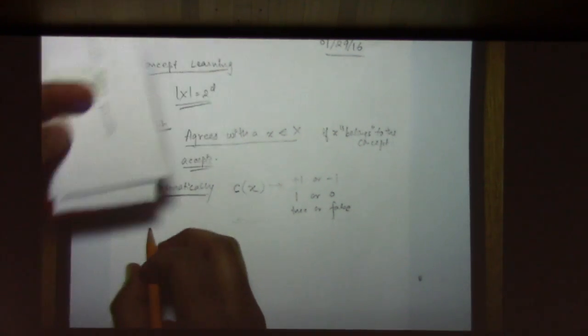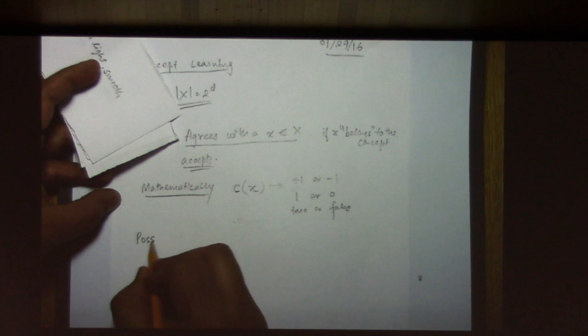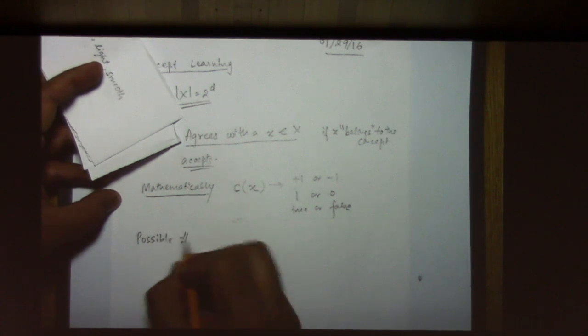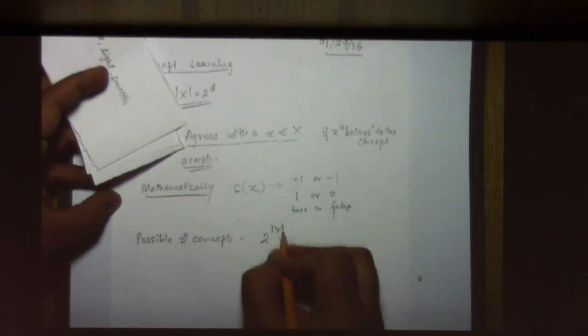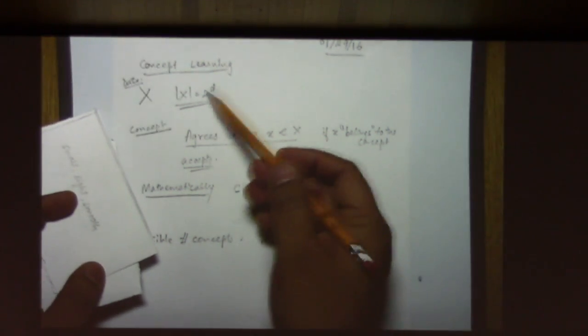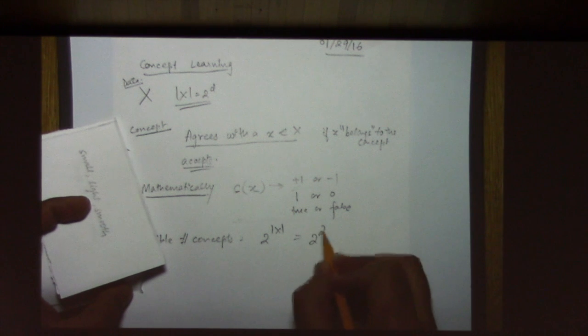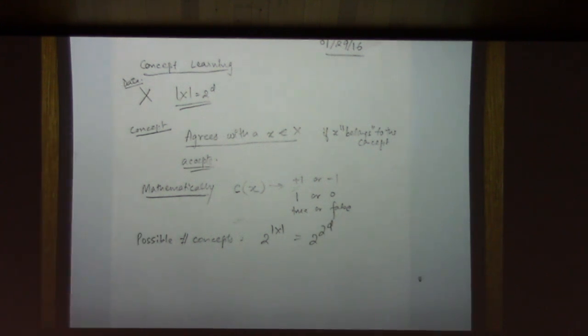So that means that the possible number of concepts is 2 power size of X, and if X is defined using binary attributes, then this becomes 2 power d, right? So it's a pretty large set. Okay, so the task of concept learning.